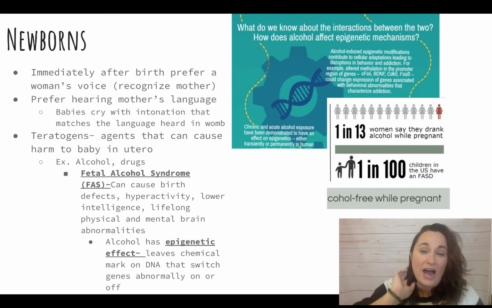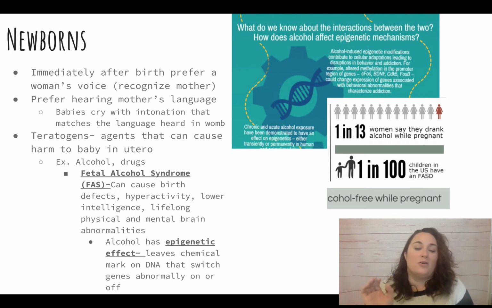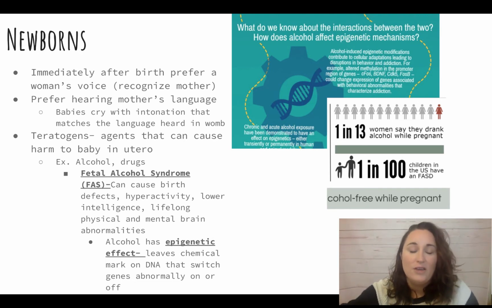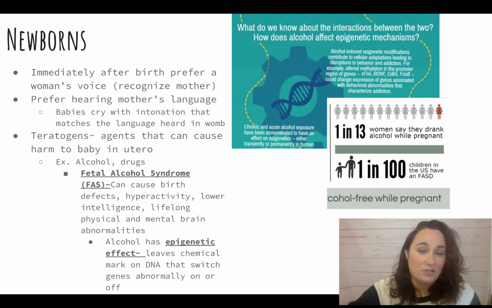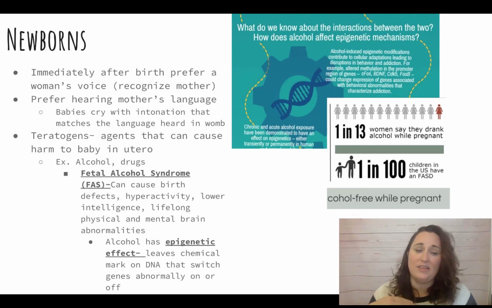And they even cry in a way that we can identify, matching the vowel sounds of the language they were experiencing in utero. So some babies are exposed to teratogens. Teratogens are anything that can harm the baby while in utero. So obviously this can be things like drugs, nicotine, any sort of harmful thing that the mom ingests.